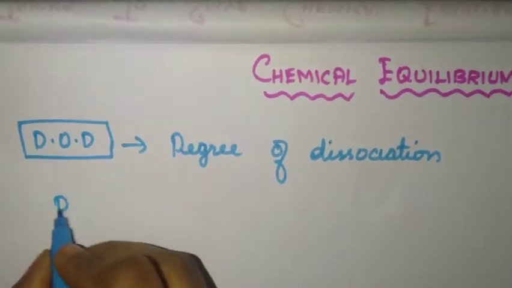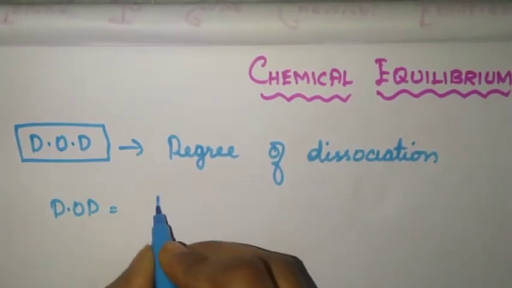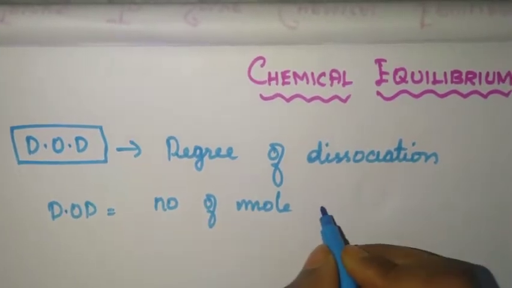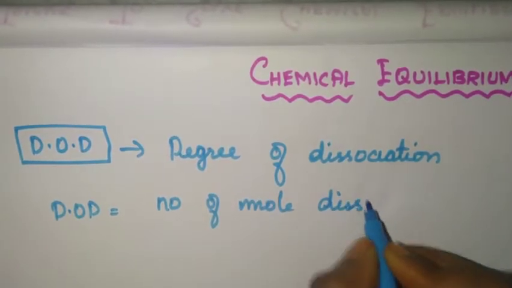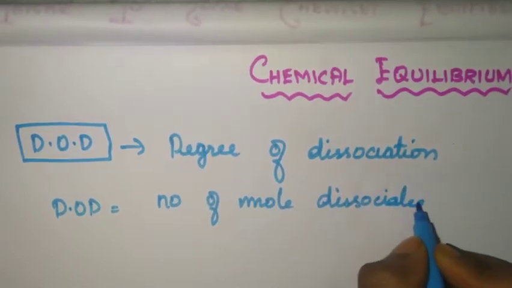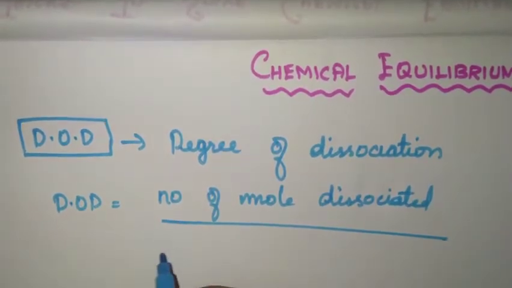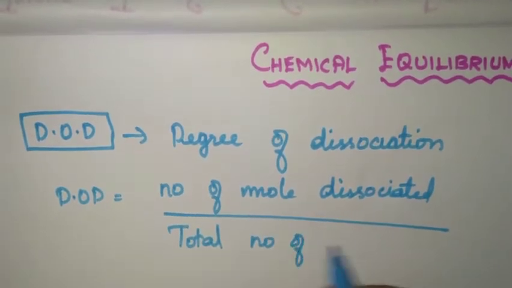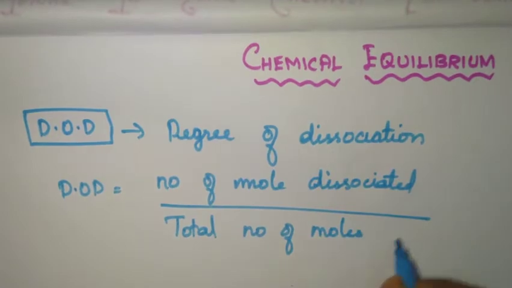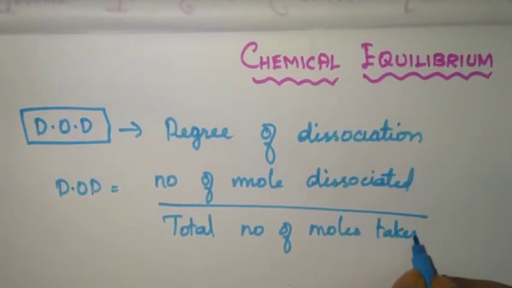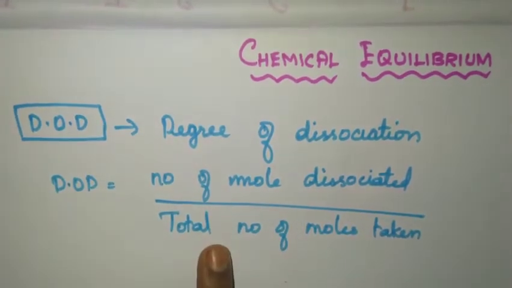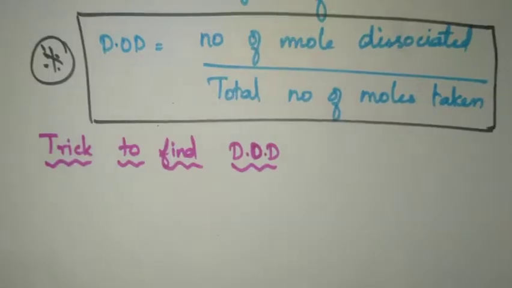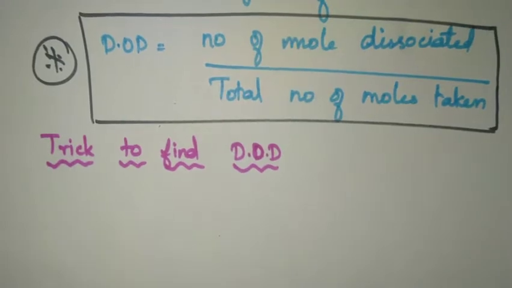The degree of dissociation is nothing but the number of moles dissociated by total number of moles taken. This is the most important formula in this chapter. So it's very important, please memorize this. First we are going to know how to find DOD.